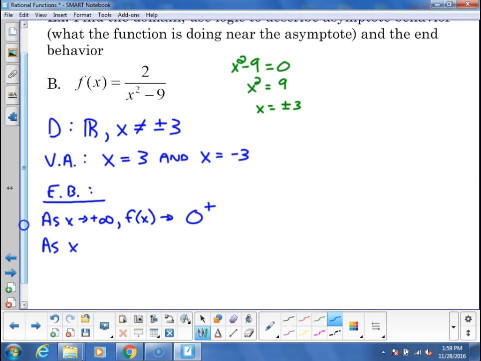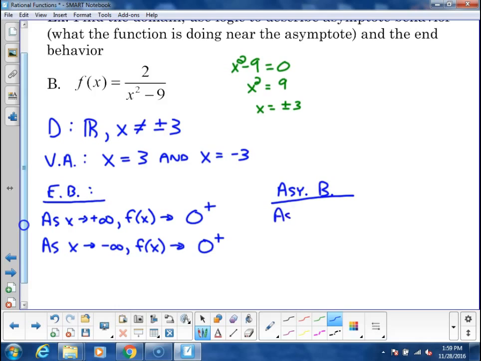As x approaches negative infinity, f of x is going to, now if I put negative infinity in for x back in my function, I square negative infinity, it's going to become positive and ginormously huge. Subtract 9 from that, still ginormously huge, so that's going to be 0 from above again. Now I've got to deal with my asymptote behavior.